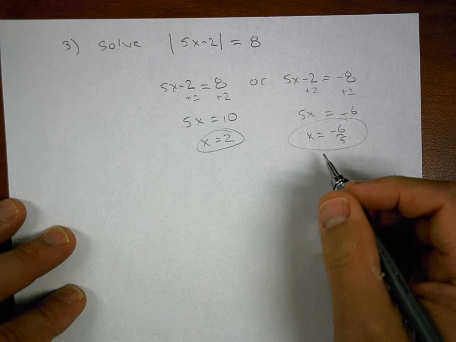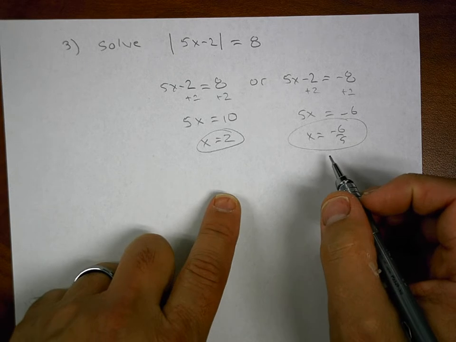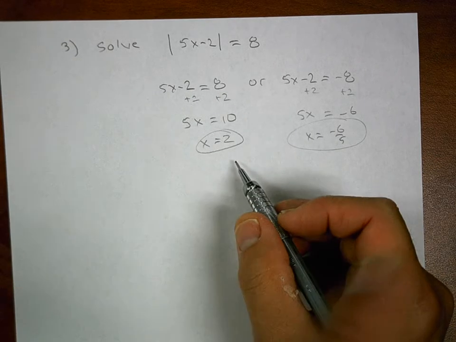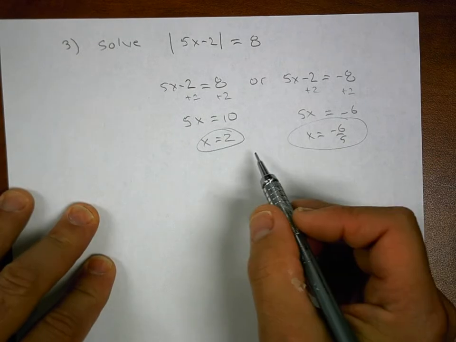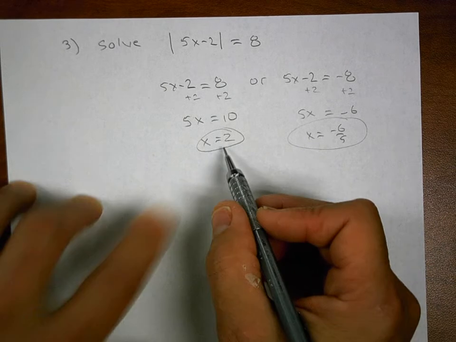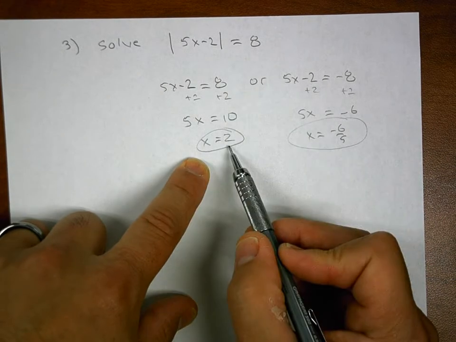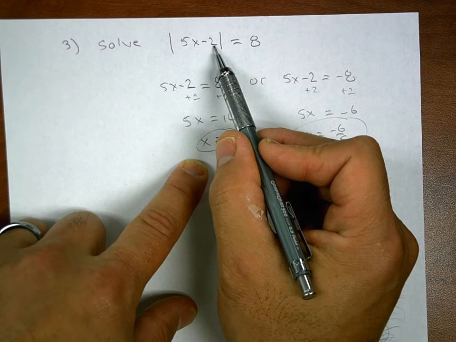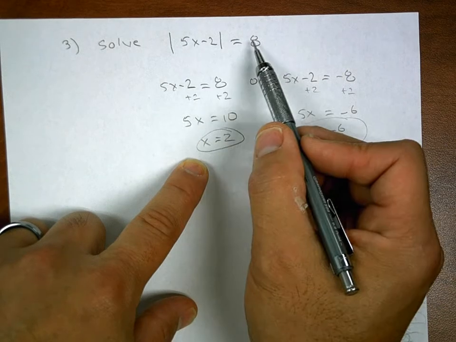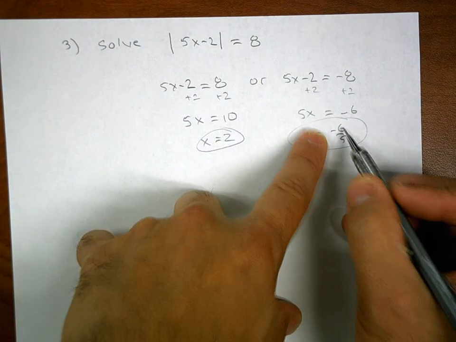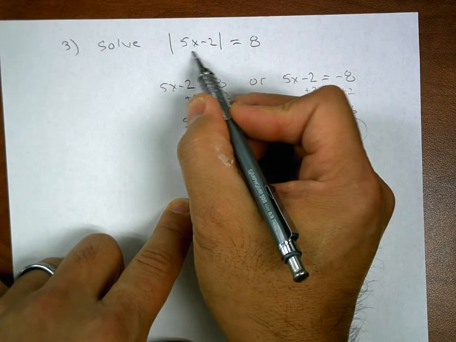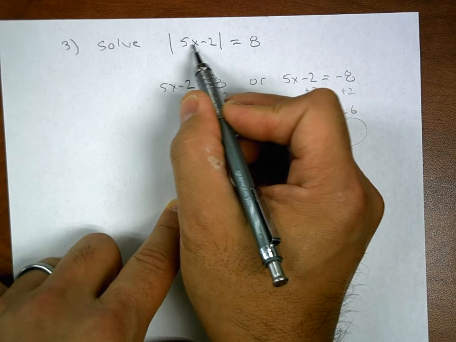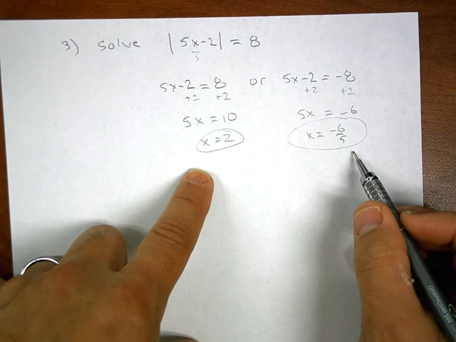There we go. Now, is there any way to check our answer? How do you check your answer? We could graph it, definitely. We could graph it and see if they intersect there. But we could also just plug it in. So if x is 2, let's just see if that works. What's 5 times 2? 10. What's 10 minus 2? 8. Absolute value of 8. It works. Even if I plug in negative 6 over 5, the 5 is canceled. It's negative 6 minus 2, which is negative 8. Absolute value of negative 8 is 8. So they work. But you can always check.